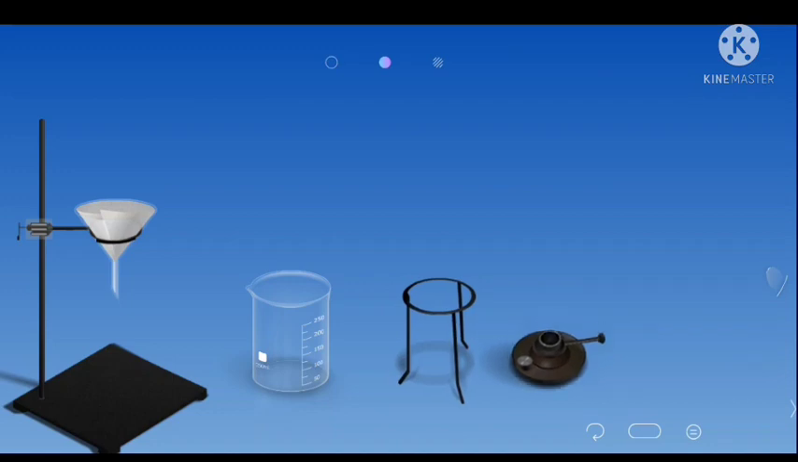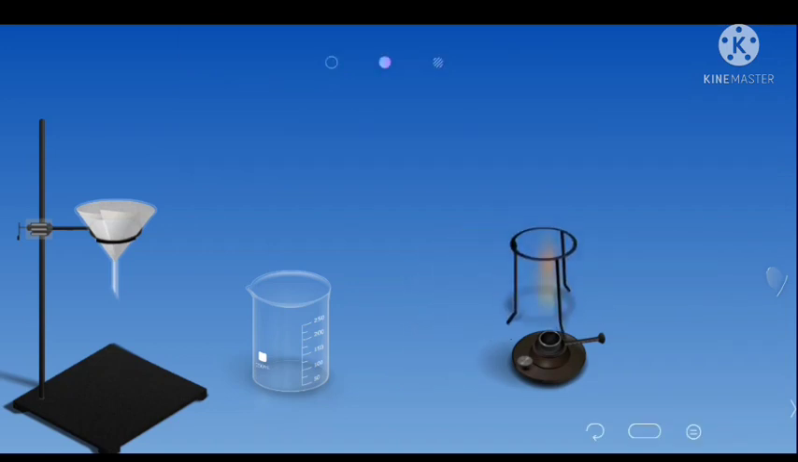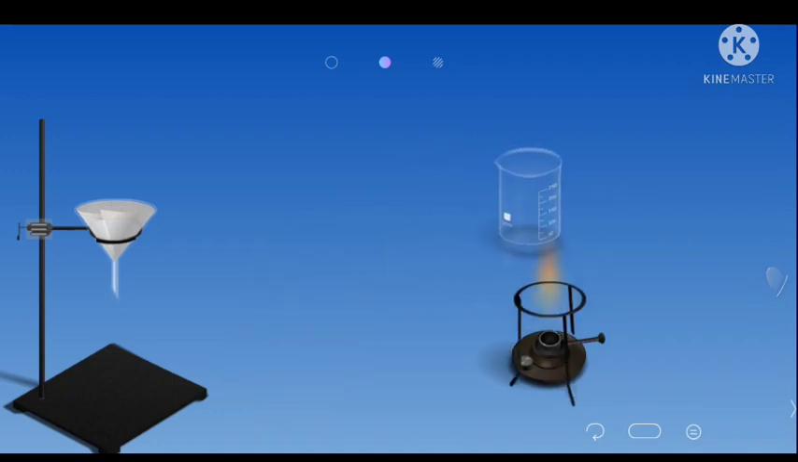what is the use of tripod stand? So tripod stand is used as a stand to put the beaker, flask and china dish over the burner. And how we can use? Suppose I am going to light up the burner like this. I am using tripod stand in this way, and I am going to put the beaker over it. What will happen? It will burst. Why? Because of high temperatures.